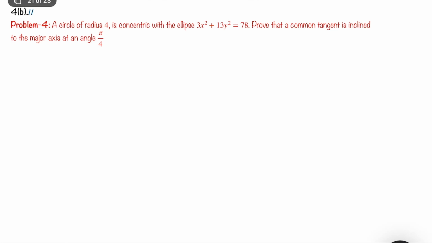Okay, fine. First of all, given ellipse in standard form, if you write x square by, so 78 by 3 will be 26, plus y square by 78 by 13 will be 6, equal to 1. Okay, here a square equal to 26, b square equal to 6, so we have a greater than b case. Fine.